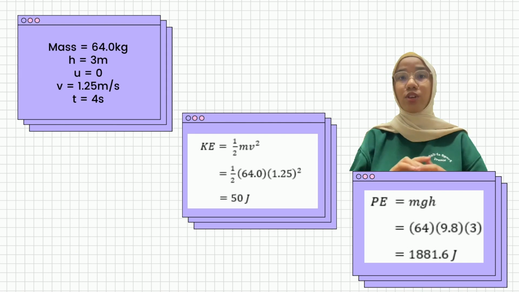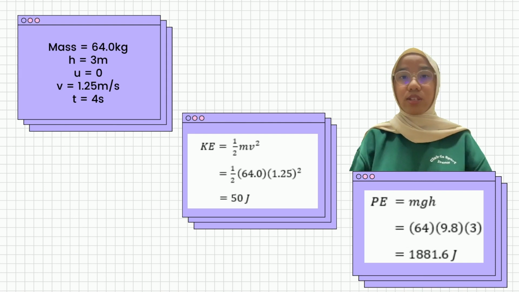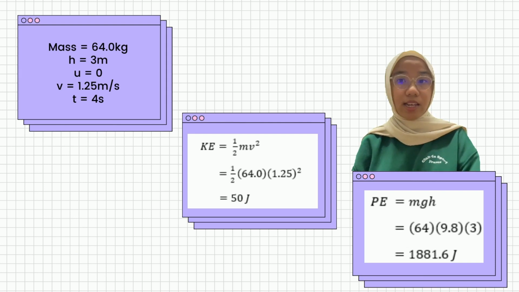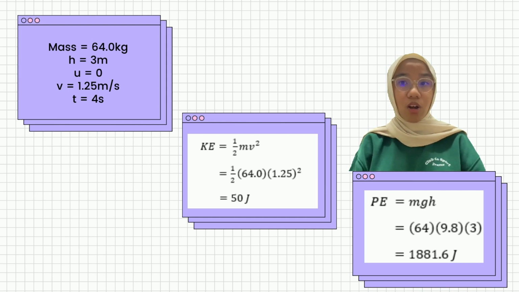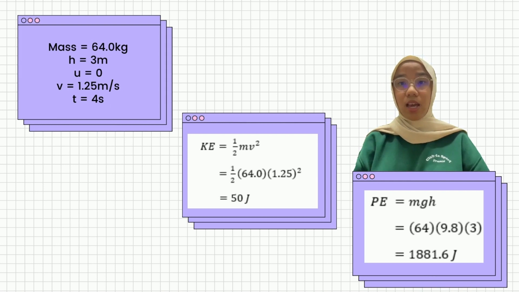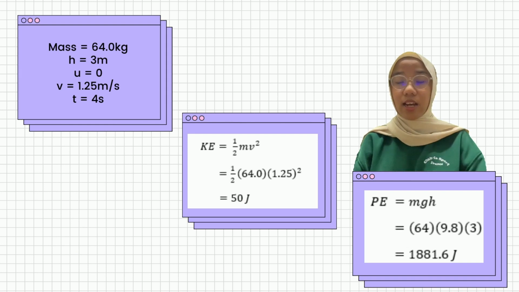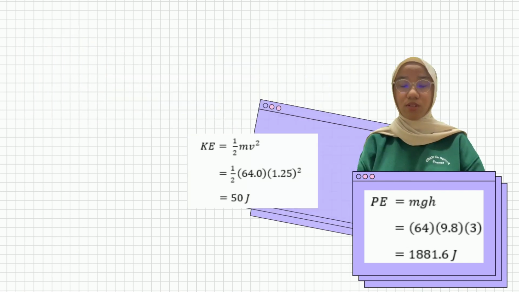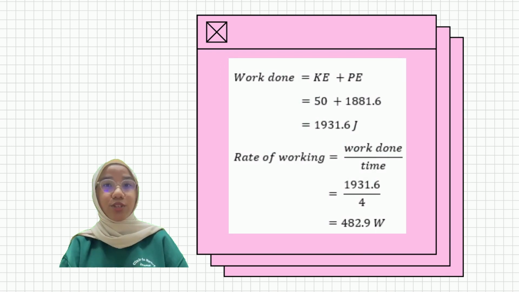Then you have to calculate the potential energy, where the formula is mgh. Just substitute into the formula, which is 64 times the gravitational acceleration, 9.8, and the height of the stairs is 3 meters, and you will get 1881.6 joules.